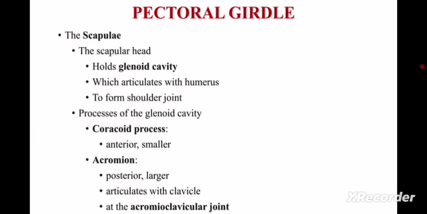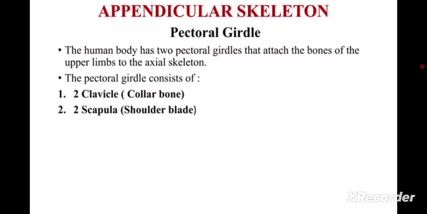Scapula. The pectoral girdle, in which we discuss the scapula and clavicle. The scapular head holds the glenoid cavity, which articulates with the humerus to form the shoulder joint. Processes of the glenoid cavity: the coracoid process, anterior and smaller; the acromion process, posterior and larger, articulates with the clavicle at the acromioclavicular joint.